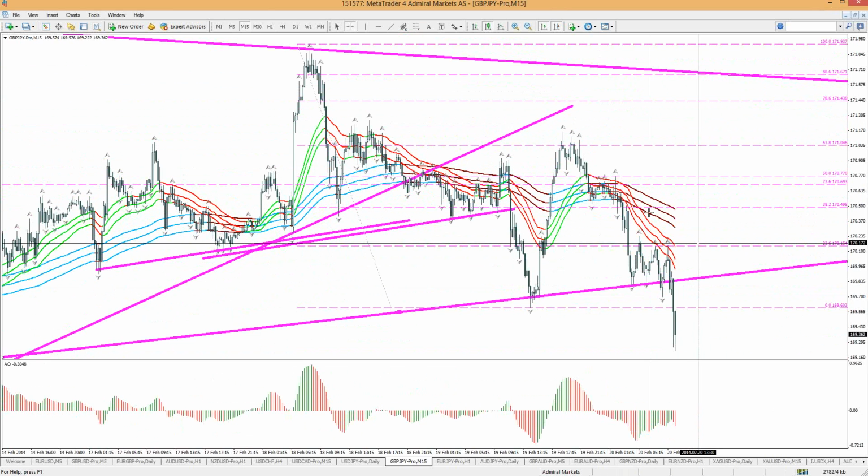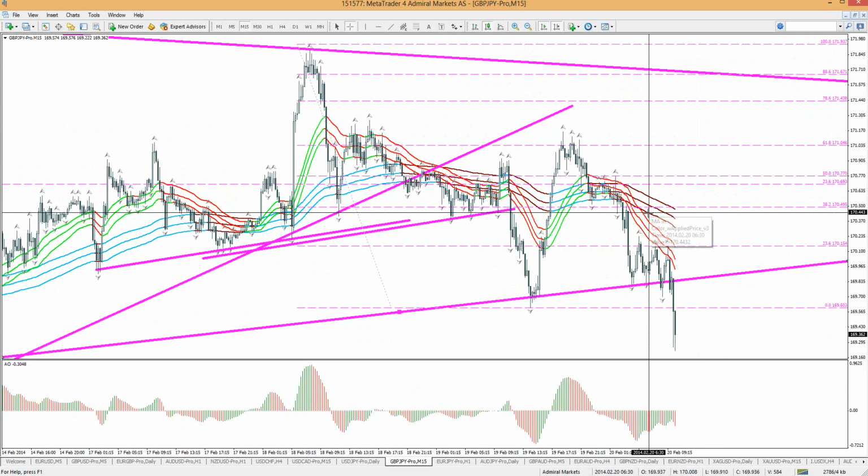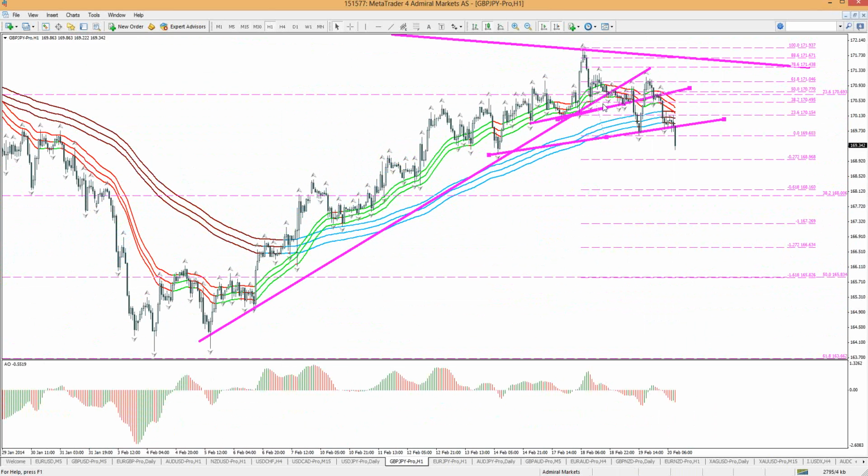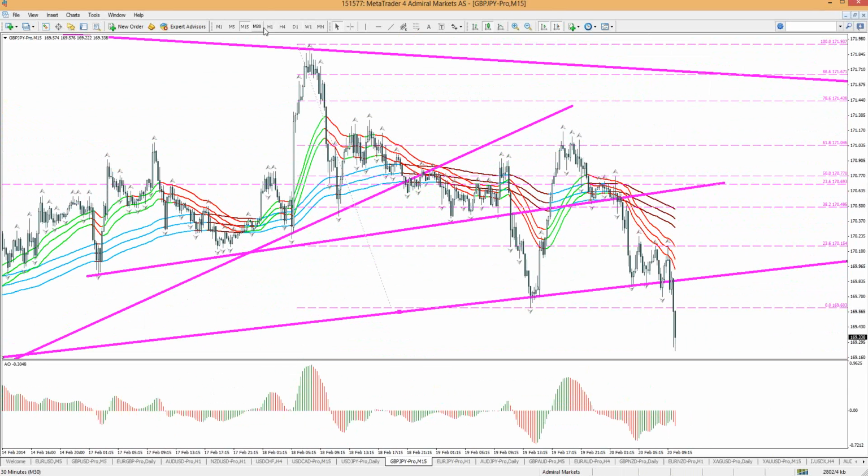Alrighty, folks. Let's see, anything else to say? Just checking all the angles here, if there's anything else that needs to be added that would make sense. Not really. Trendline broken.